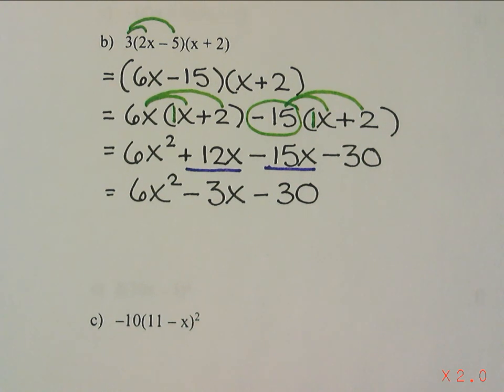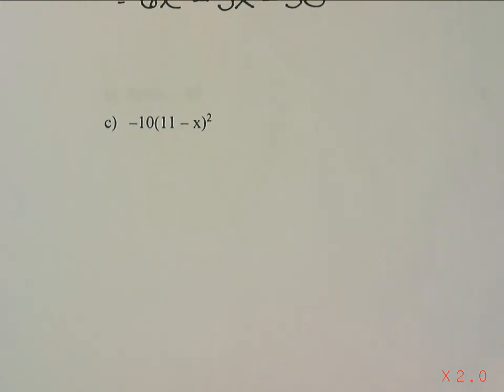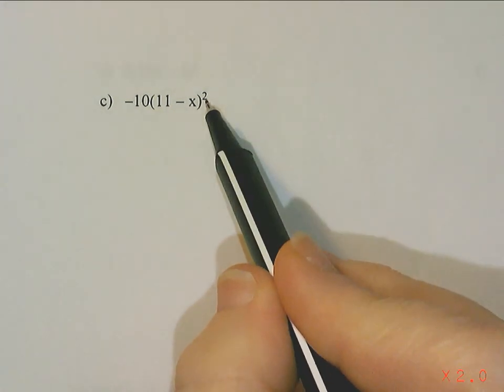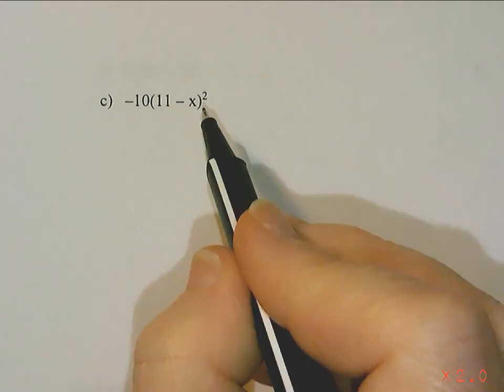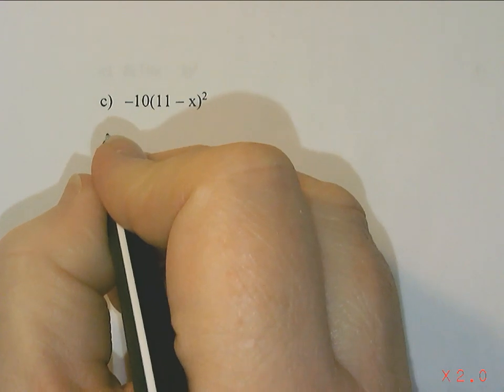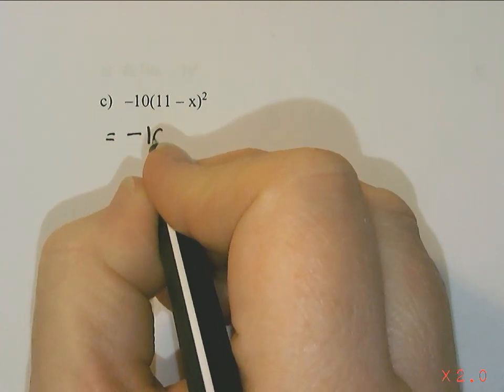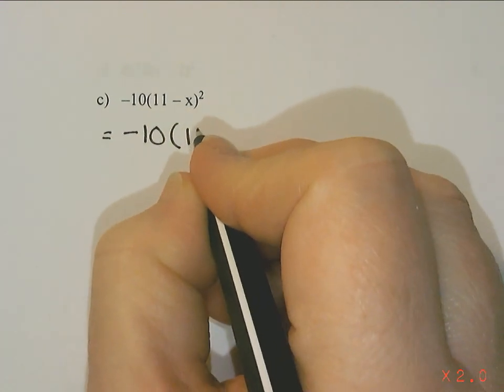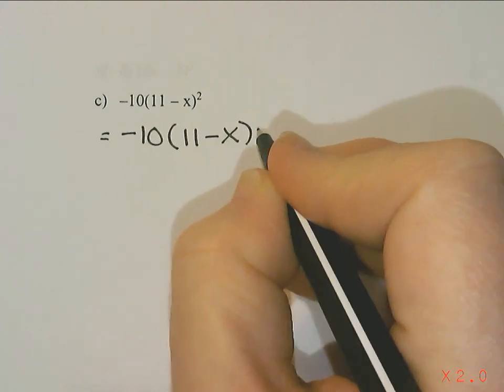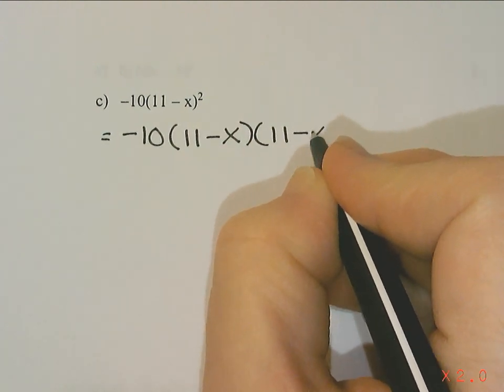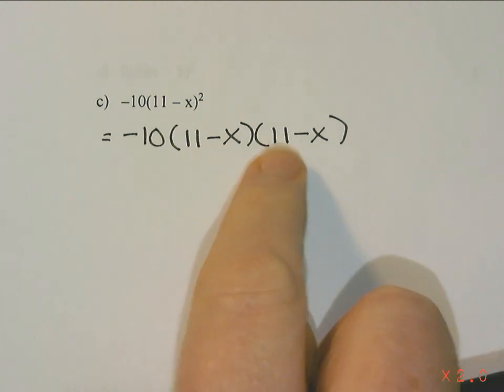All right, we have one last example, part C. We have negative 10 times 11 minus x and then squared. So we've talked about that square before. That means that this is negative 10 times 11 minus x times 11 minus x. When it's squared, we are multiplying by itself.